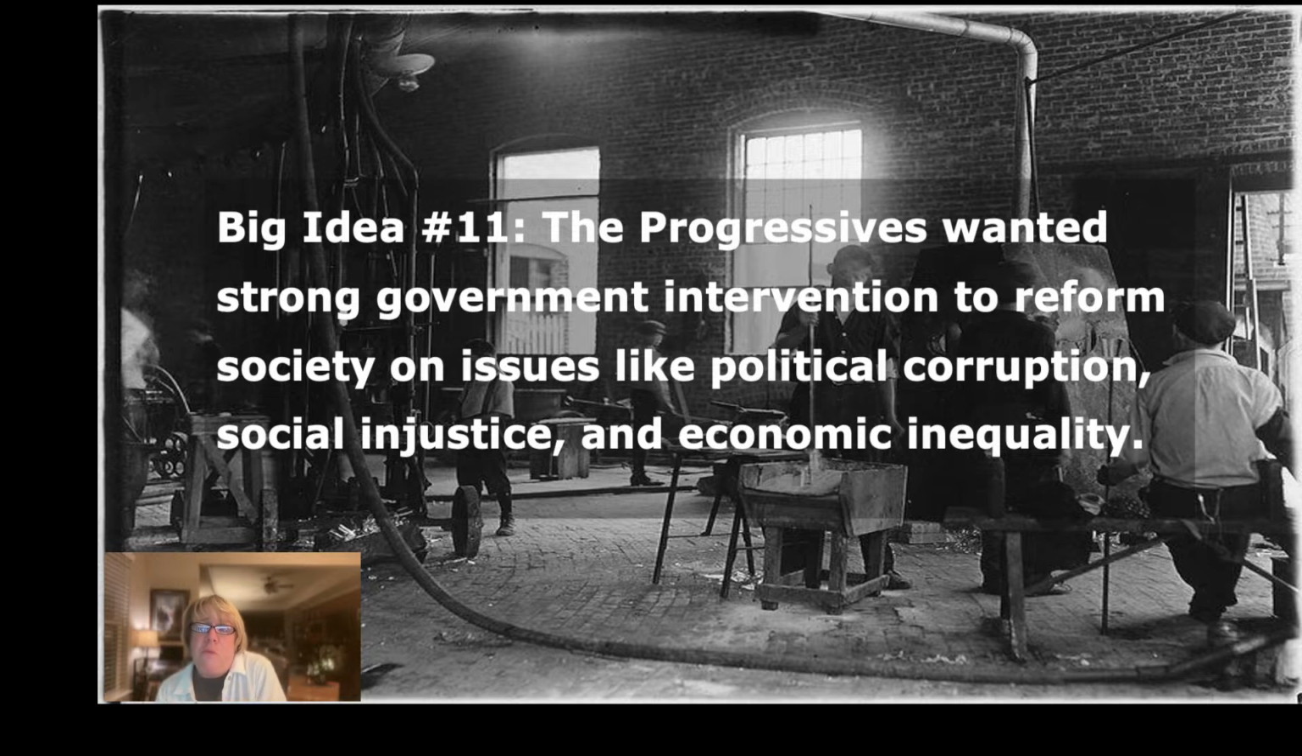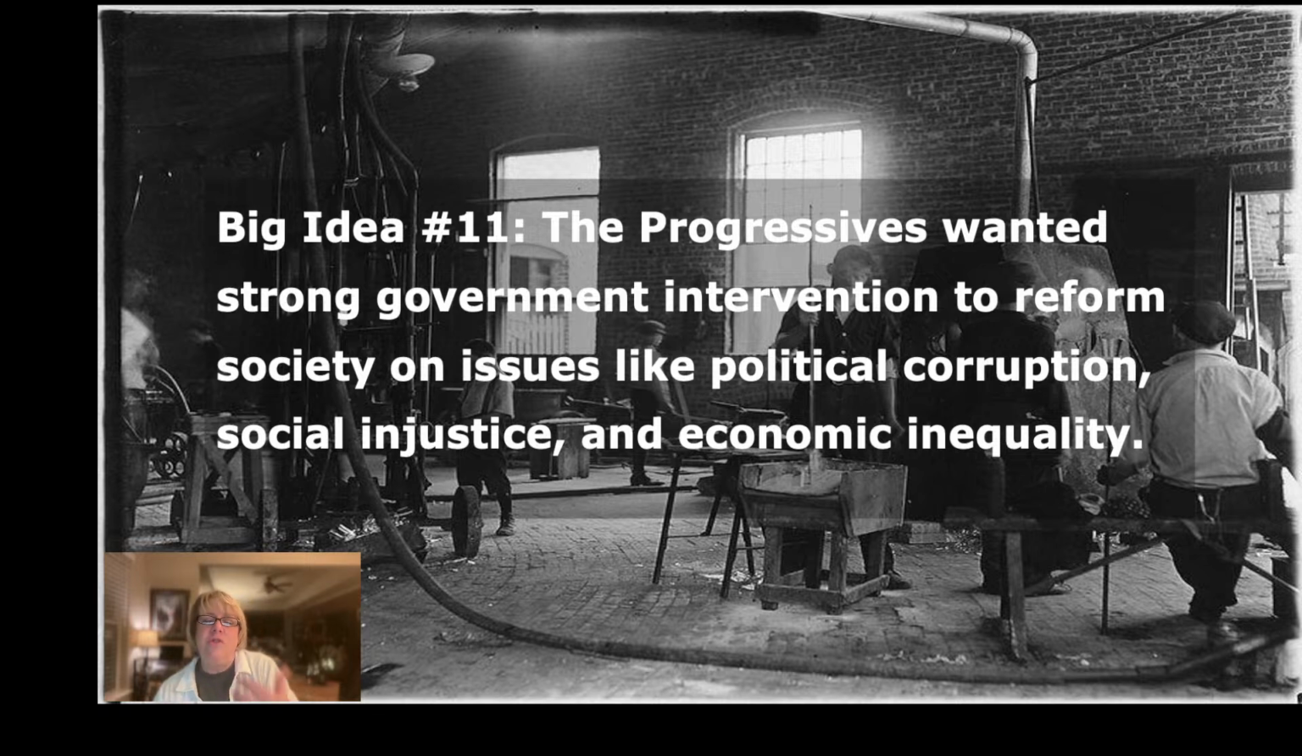The progressives wanted strong government intervention to reform society on issues like political corruption, social injustice, and economic equality. So now I'm jumping into our next time period. The progressives are actually part of time period 7, but I think it mirrors the Gilded Age. That's why we teach it with the Gilded Age, because the Progressive Era is a response to all the garbage that was going on during the Gilded Age.